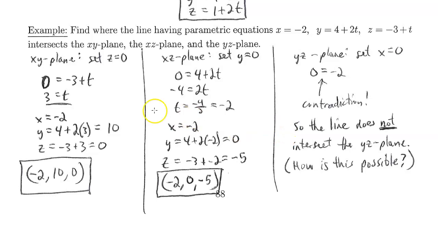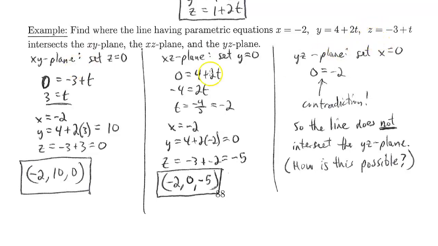Okay, and our last problem here. Find where the line having parametric equations x equals -2, y equals 4 plus 2t, and z equals -3 plus t intersects the xy plane, the xz plane, and the yz plane. Okay, so first of all, to find where this line intersects the xy plane, we need to set z equal to 0, because all the points in the xy plane have their z coordinate being 0. In fact, that's the distinguishing factor of the xy plane, is that the third coordinate, the z coordinate, is 0.